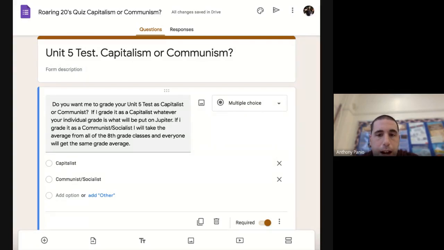If you want me to grade it as a communist or a socialist, I will take the average from all the 8th grade classes and everyone will get the same grade average. They've already taken their unit test, so I already know what their average is. I can't tell you that at this point, but whatever your grade is, combined with their average, everyone gets that. So if the grade average is an 85, everyone gets an 85. If the grade average is a 67, everyone gets a 67. If the grade average is a 97, everyone gets a 97. So you guys can all work together if you want.